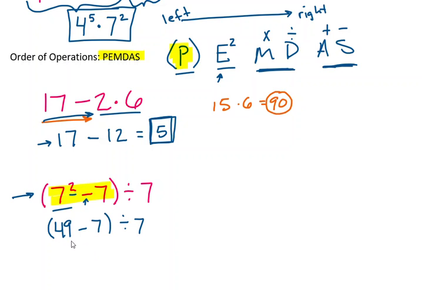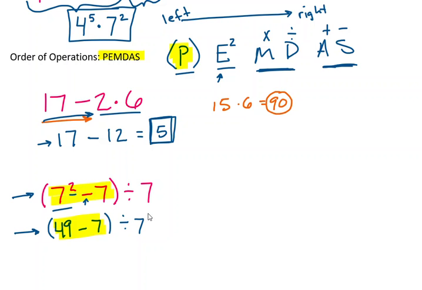Now I'm going to look at the new problem here. I've got a new problem. It's now parenthesis 49 minus 7, close parenthesis, divided by 7. So I follow the rules. I say, okay, parentheses, so I do what's inside the parenthesis first, and then I'll do what's outside, and then I do all the exponents. Oh, there are none.